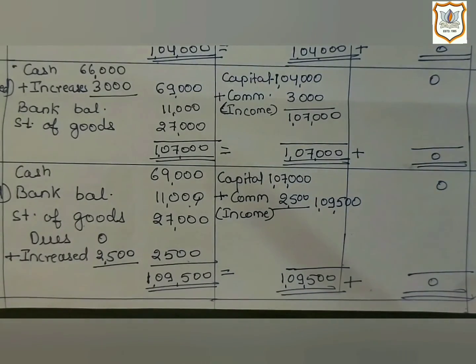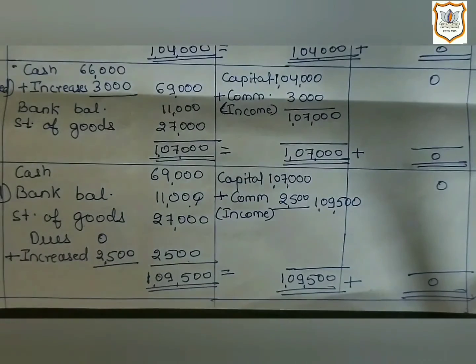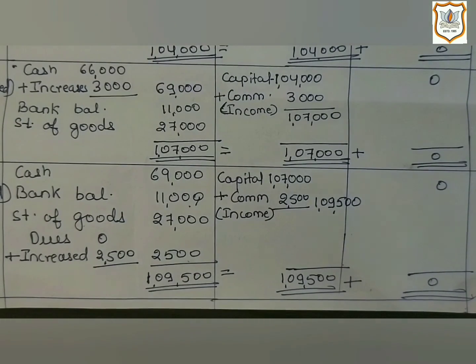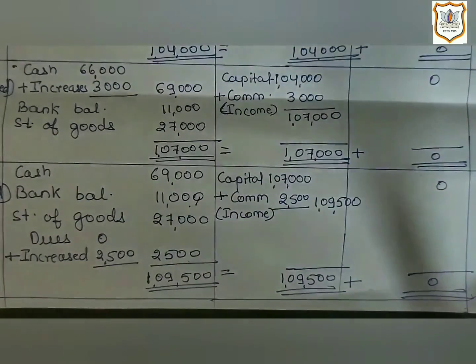So in this way, in a similar manner, you have to show the effect of the remaining transactions on the accounting equation. That is your homework. I have tried to cover almost all types of transactions. I hope you have understood this. So that's all for today. So here we are done with this chapter.